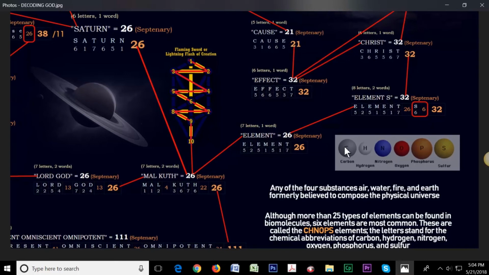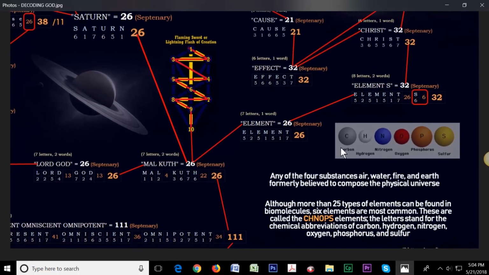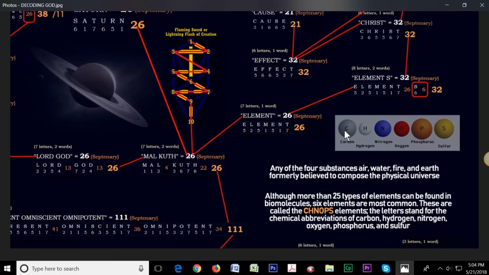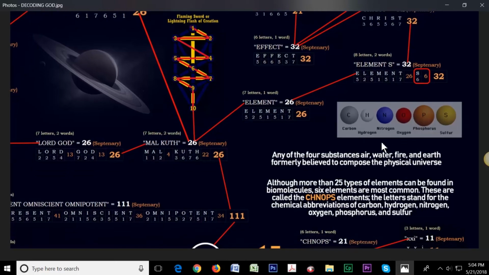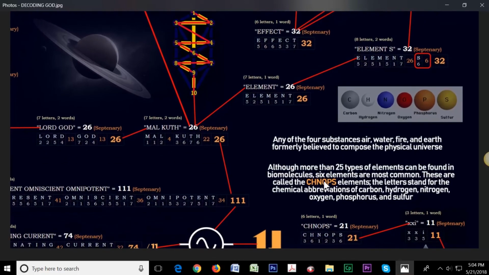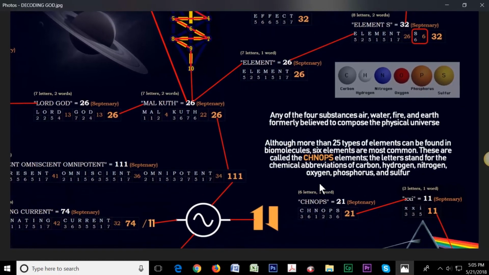Here's the elements that make up our very existence: the carbon, hydrogen, nitrogen, oxygen, phosphorus, and sulfur. These are the big 7 right here. And these are actually called CHNOPS, which is an abbreviation of the carbon through the sulfur. If this is off of Wikipedia, this is obviously in capital letters done on purpose, because when you decode this, you get the number 21.